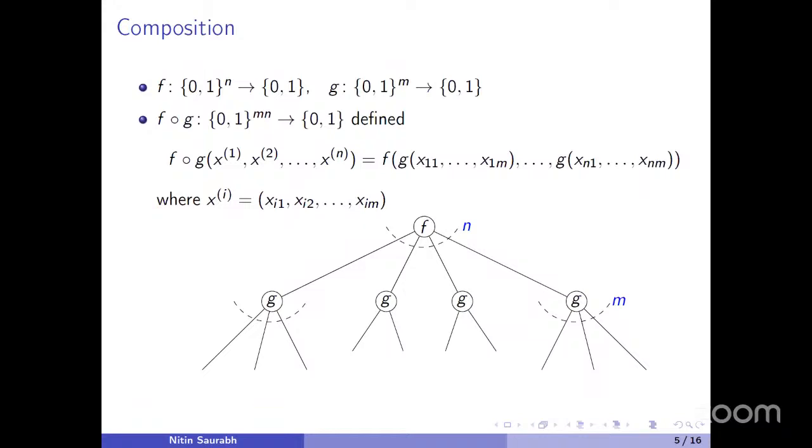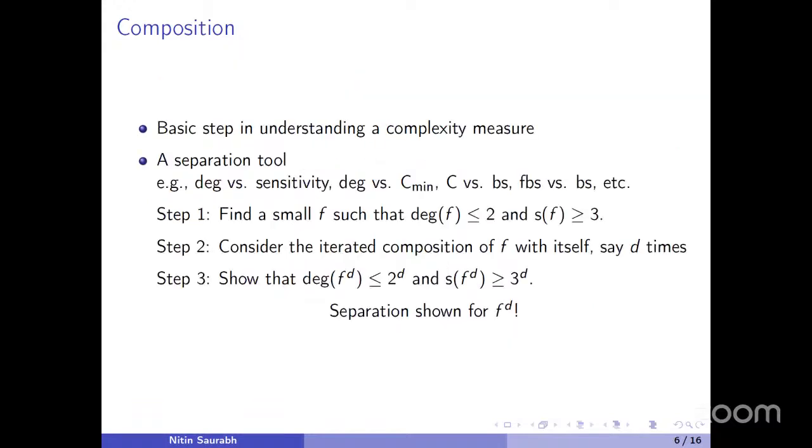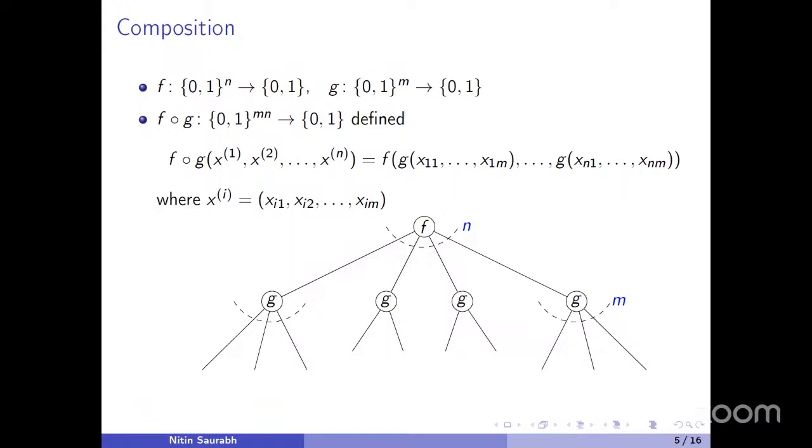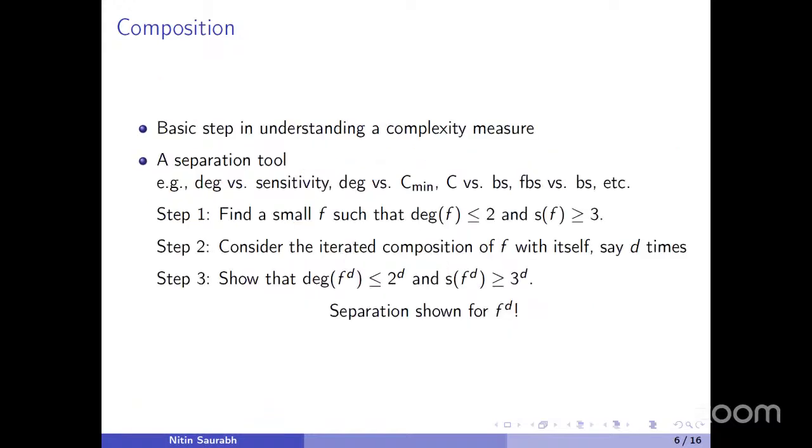Right. So let's come to composition now. So composition of 2 functions f and g is just f evaluated on g, where g is evaluated at a set of disjoint inputs. That's all it is, right? So f composed g, sorry, this will take some getting used to. So g is fed into f, and each of these g is evaluated at a disjoint set of inputs, right? So it's a basic tool in understanding complexity measures.